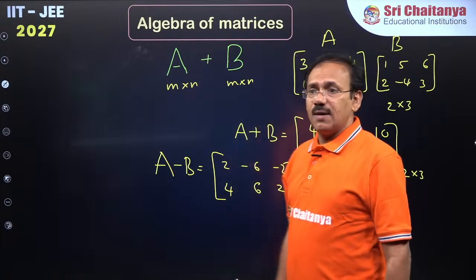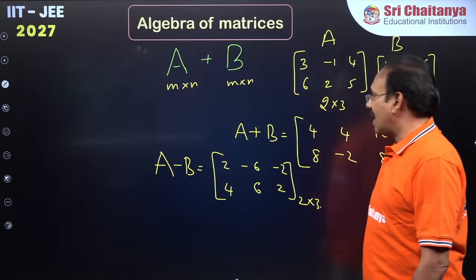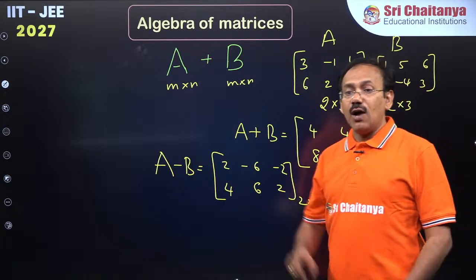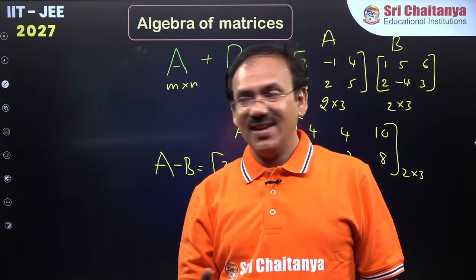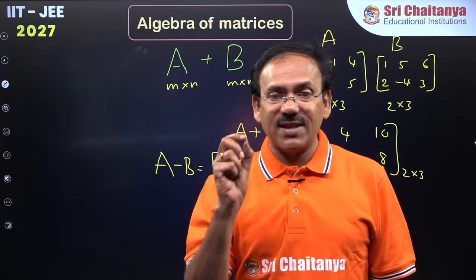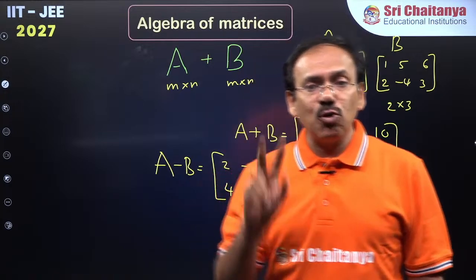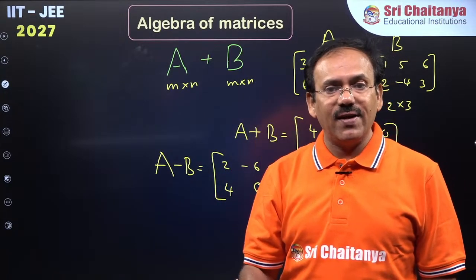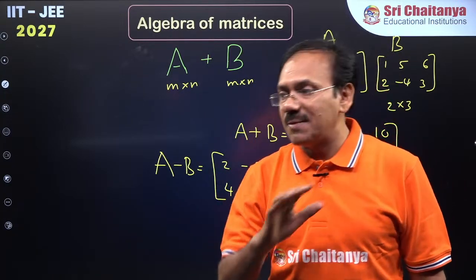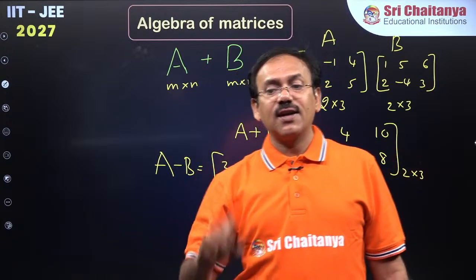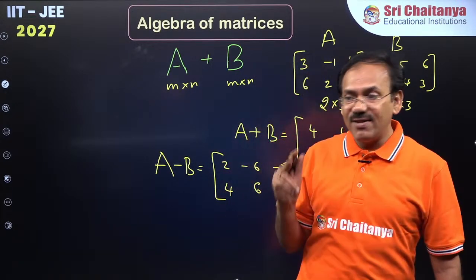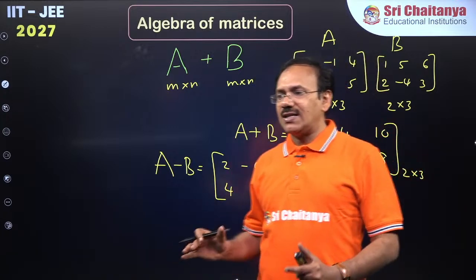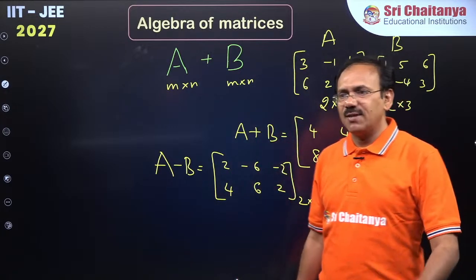So dear students, by this time you must understand 3 things. How to multiply a matrix with a number. Second, if 2 matrices of the same order are given, can you add, can you subtract? Clear? Clear everyone? Those who have understood up to here, give thumbs up, and likes.